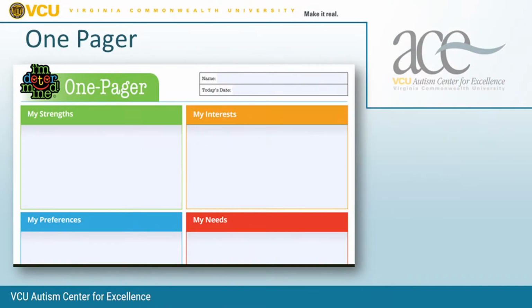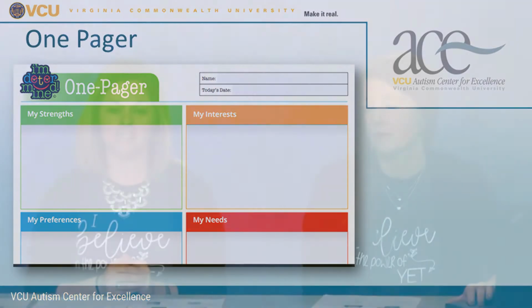With our kiddos, we use this one-pager, and we have found such success with using this in our class, and we use it for all of our students. We pull the class together and we talk about our strengths and our interests and their preferences and what their needs are as learners. Some students tell us some things that are personal outside of the classroom, which is great, like their interests outside of the classroom, but we really try to focus on how they learn and what their learning styles are.